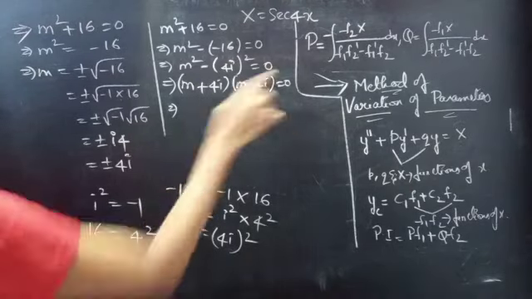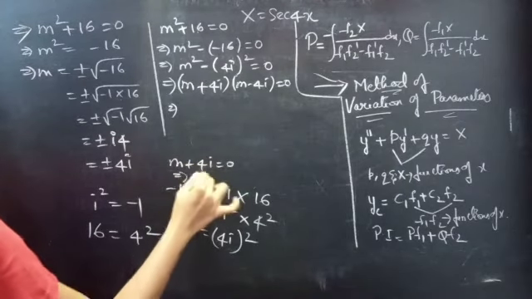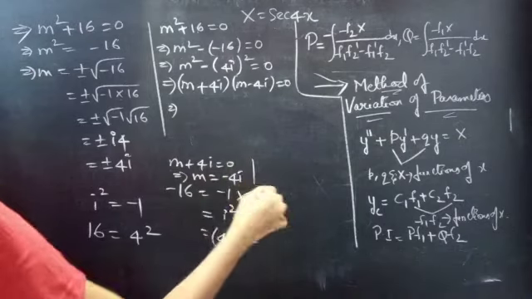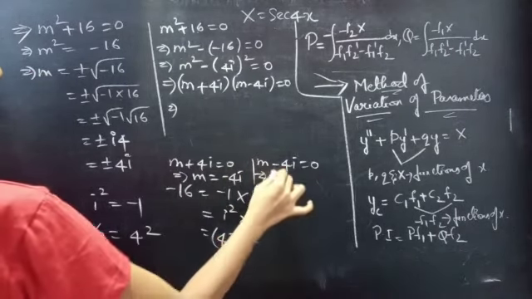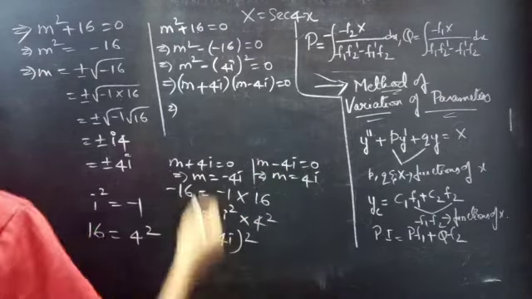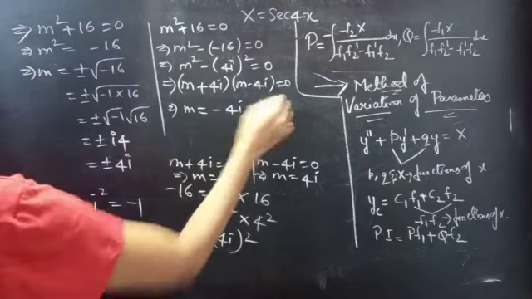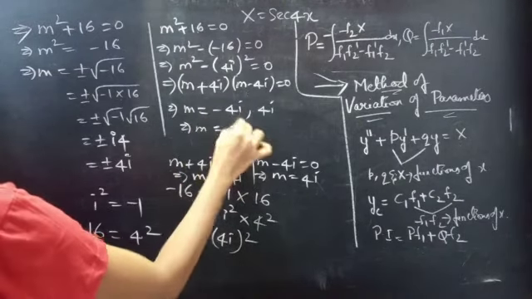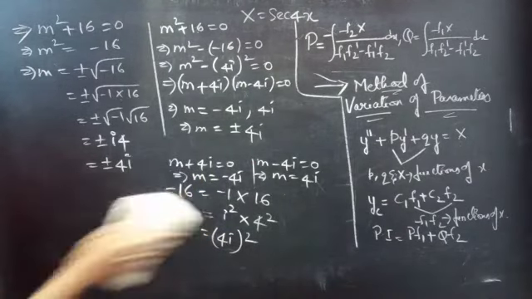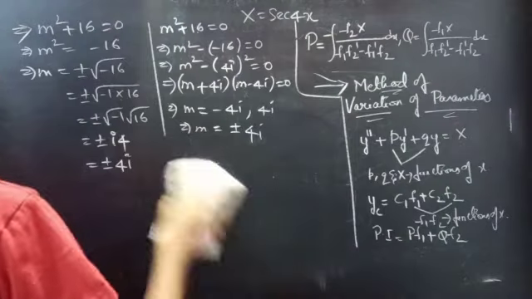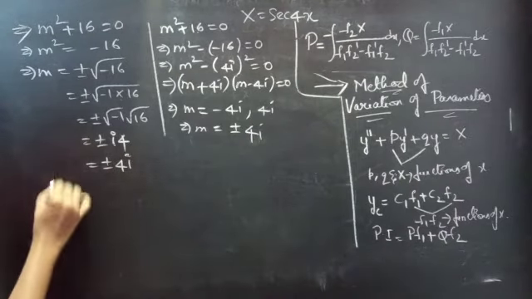Now equate each factor to 0. If you equate the first factor to 0, from this you'll get m equals minus 4i. And if you equate the second factor m minus 4i to 0, you'll get m equals plus 4i. That is, m equals minus 4i and plus 4i, or simply plus or minus 4i. You'll get the same thing, right? From this, we can write the complementary function. Here the roots are complex conjugate.